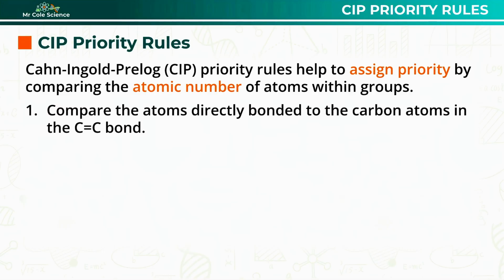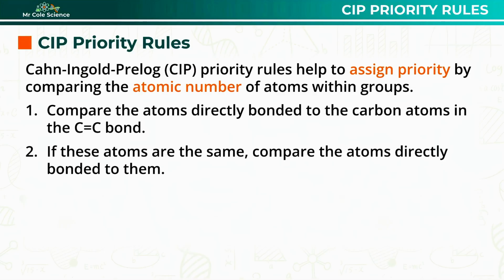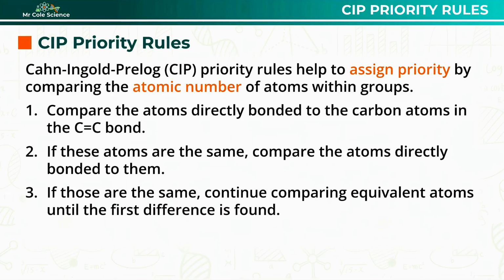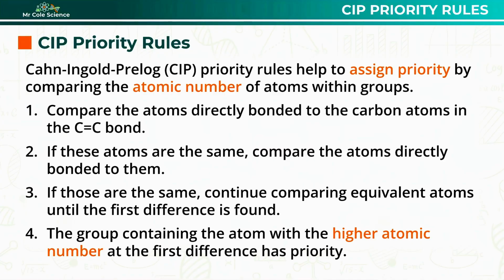When determining priority, we start by looking at the atoms directly bonded to a carbon atom in the carbon-carbon double bond. The group containing the atom with the higher atomic number is given priority. But if the atoms directly bonded to each carbon atom are the same, we then compare the atoms directly bonded to those atoms. If we find a difference, the group containing the atom with the higher atomic number has priority. And if those atoms are also the same, we continue comparing equivalent atoms further into the groups until we find the first difference. When we find a difference, the group containing the atom with the higher atomic number has priority.